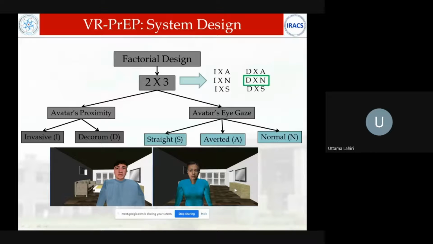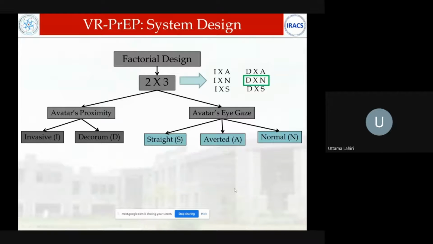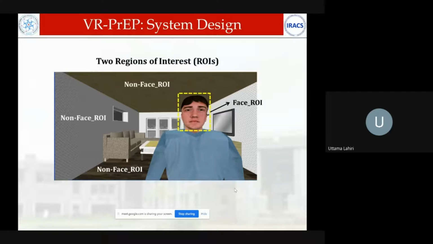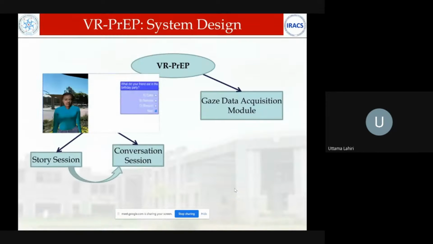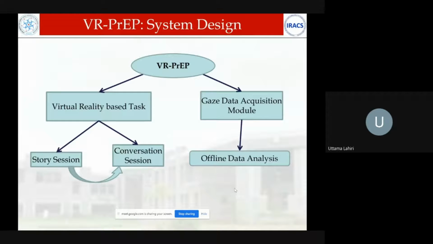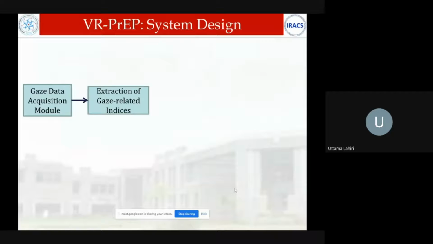In fact, we were interested to see whether the decorum normal combination could elicit a comfort condition or less anxious condition, and whether it can be verified using gaze physiology or gaze measures. So that was sort of our research question. So we designed virtual environments where we divided the environment into different regions of interest, the face region and the non-face regions. And in the same way, we had the virtual reality-based tasks, the story session and conversation session, and the gaze data was being acquired for offline analysis.